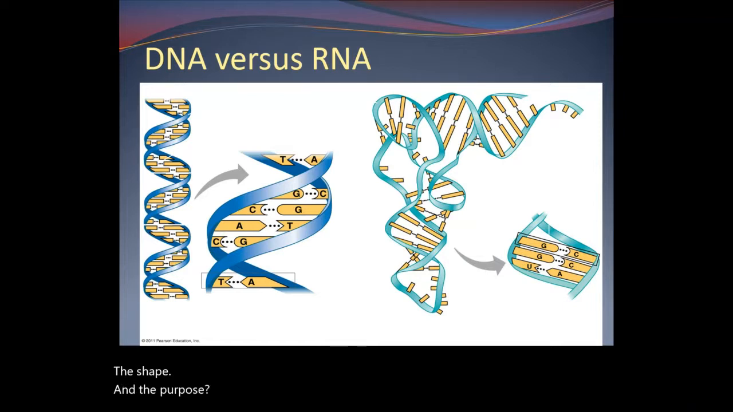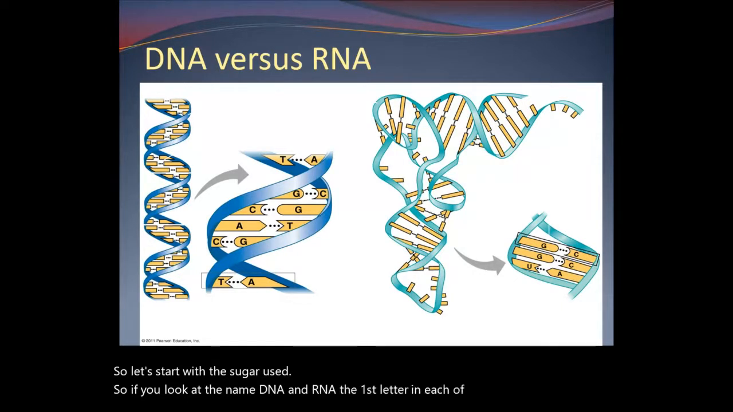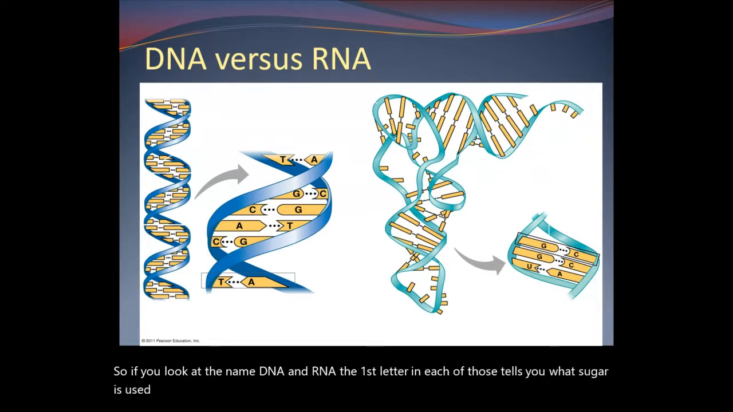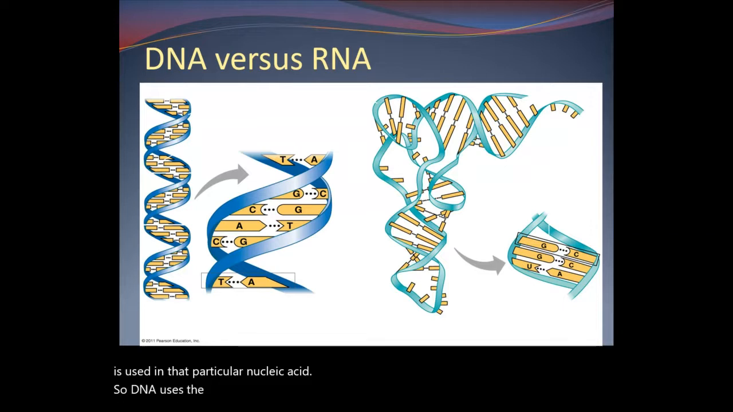So let's start with the sugar used. If you look at the name DNA and RNA, the first letter in each of those tells you what sugar is used in that particular nucleic acid. So DNA uses the sugar deoxyribose, whereas RNA uses the sugar ribose.